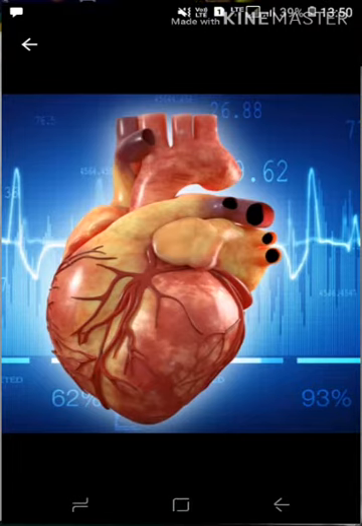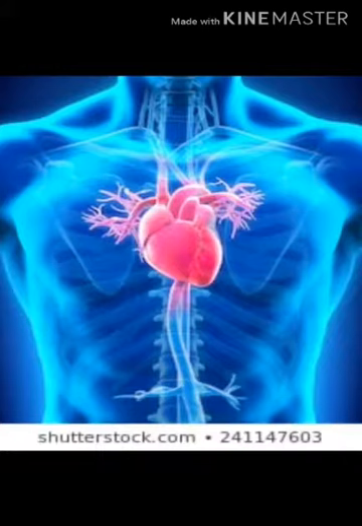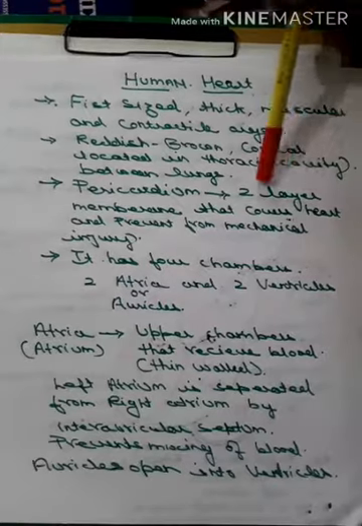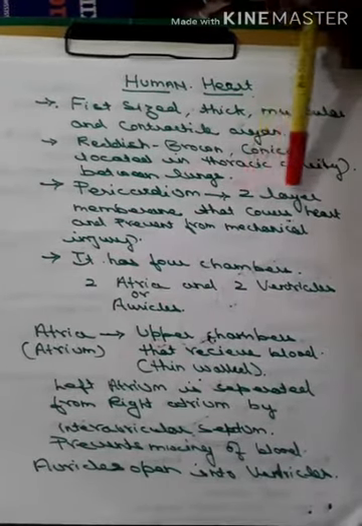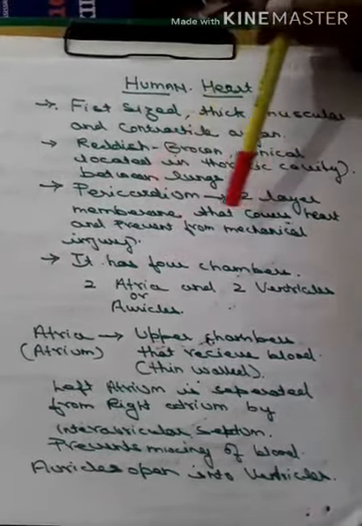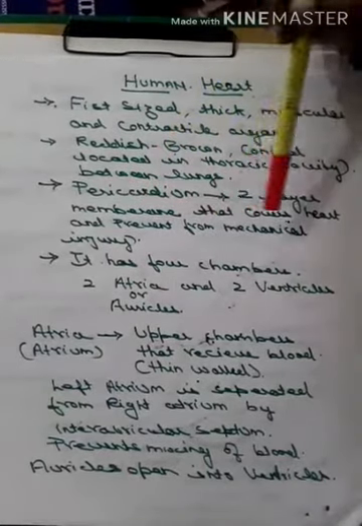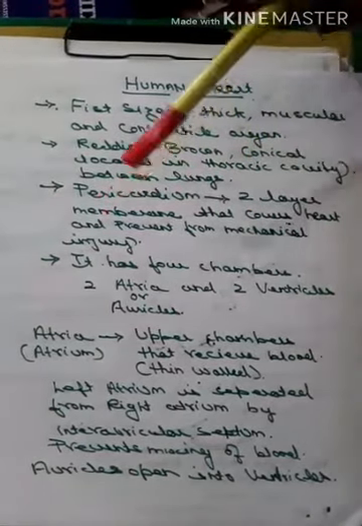Then it is reddish brown in color, conical, and it is located in the thoracic cavity between the lungs. Then there is a membrane, the pericardium, which consists of two layers. This two-layer membrane covers the heart and prevents the heart from mechanical injury.